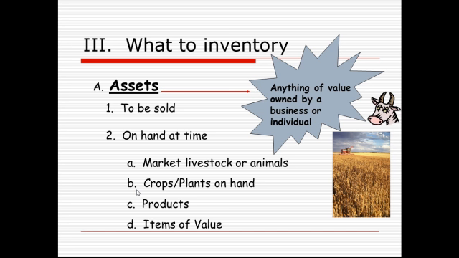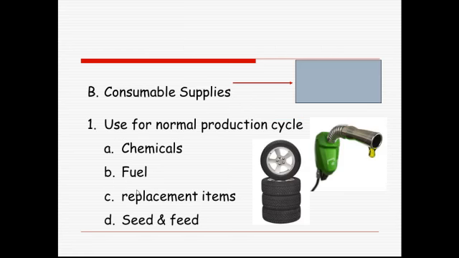So any kind of assets to be sold that are on hand at the time. If you sold an asset, you will take it out of your inventory, and then that would be reported in another record. But understand that keeps the inventory current, and we talked about current last time. So on hand at the time could be market livestock or animals that you keep for a period of time, crops and plants on hand, products that you may own for the business that need to be sold or produced, depending on your type of business, and anything of value that you need to put on your inventory.